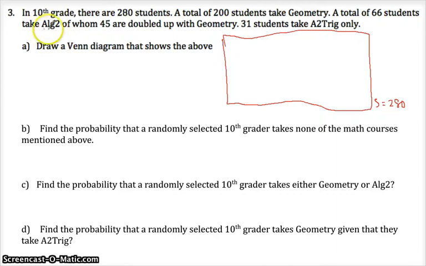it's like I'm looking at this problem. It says algebra 2 here, it says algebra 2 trig here. Is that the same thing? None of the math courses taken above. Algebra 2, no, they're different. There's algebra 2 and there's algebra 2 trig.